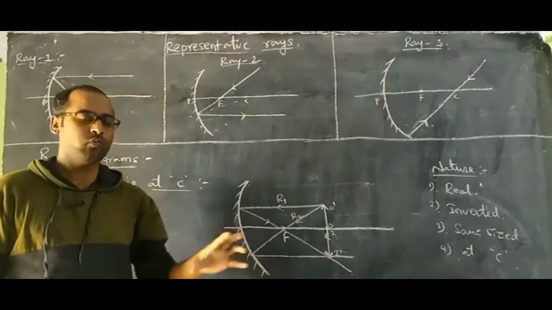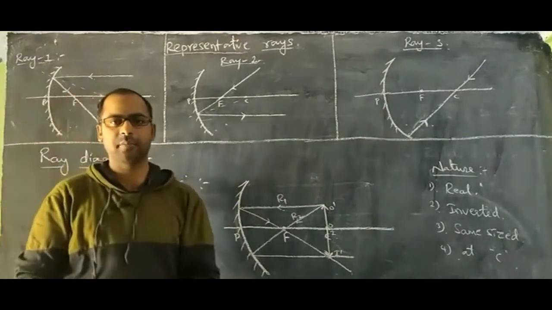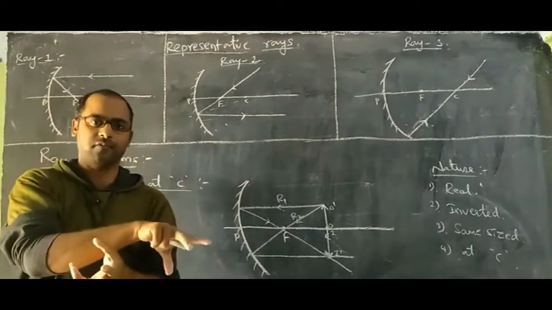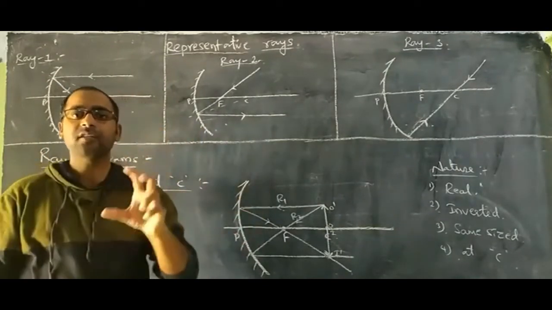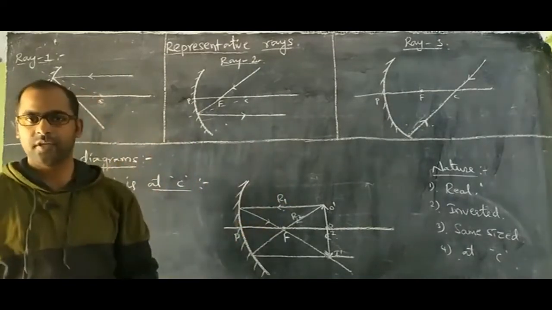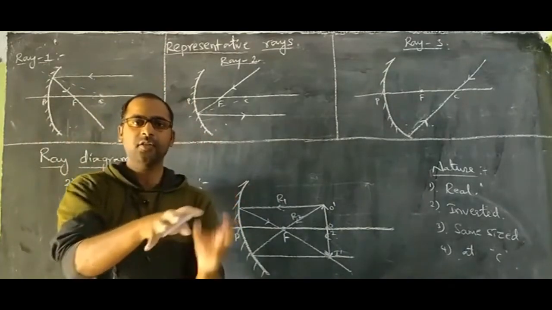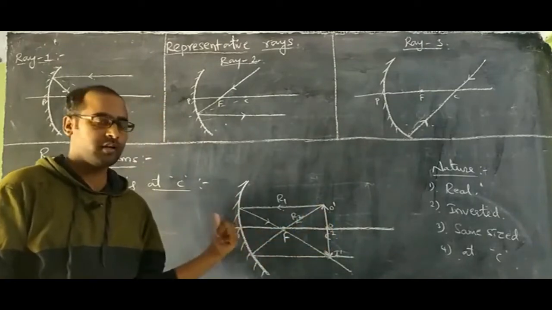From this scenario, we can state a statement. This is the question: to get the image on the object itself, where should the object be placed in front of a concave mirror?